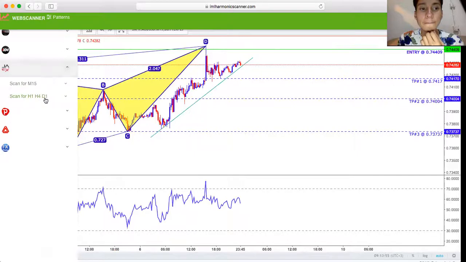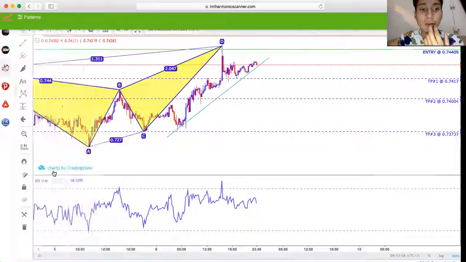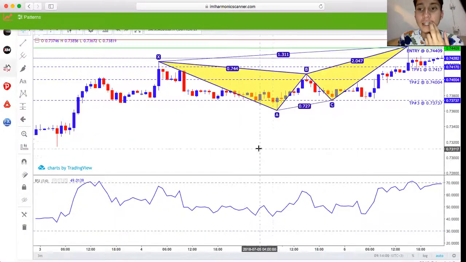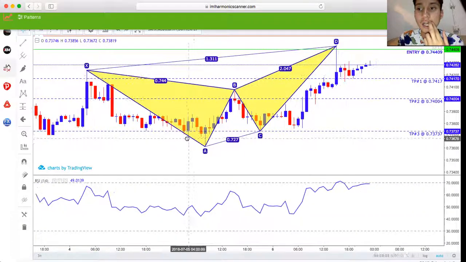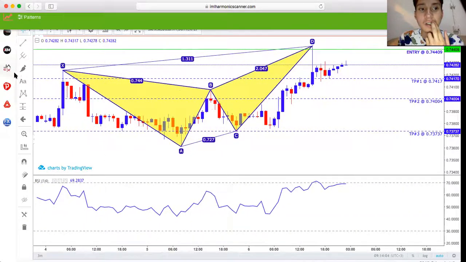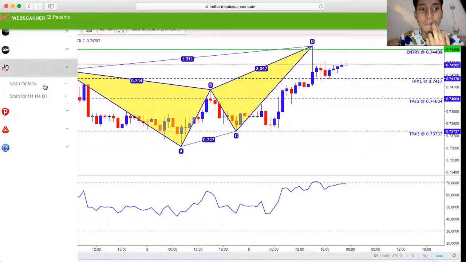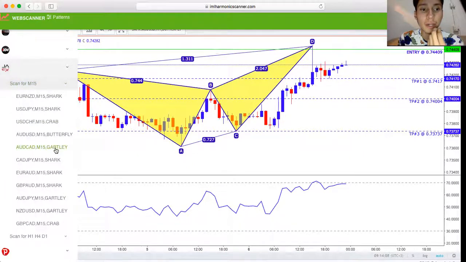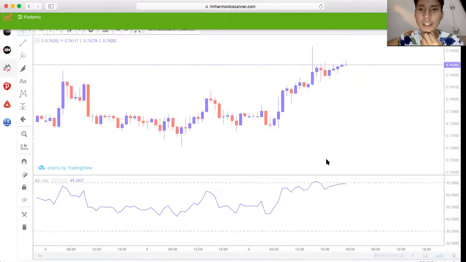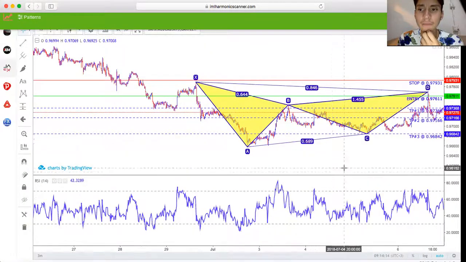Let's see. I always look for butterflies. If I see butterflies, I take them, always. I do the same thing. This is a larger time chart. I always look for JFX, by the way. It doesn't matter the broker, they're all the same, but still. Gartleys, I like Gartleys, personally.